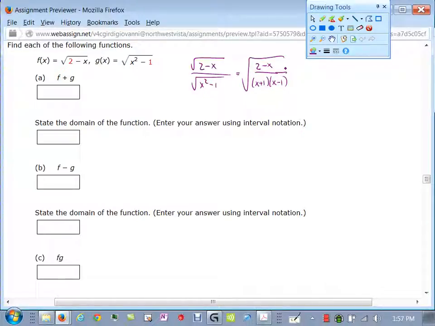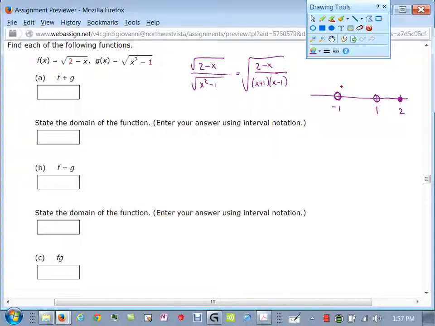And I know that this thing is going to be undefined whenever I get 1 or negative 1. So if I do a number line, here's negative 1, here's 1. Oh, that's not 1, that's a 0. And then at 2, if x is 2, I get 0 up here. 0 divided by that, it's going to be 0. So I can have 0 under the root. I just can't have division by 0, so I do not want to include these.